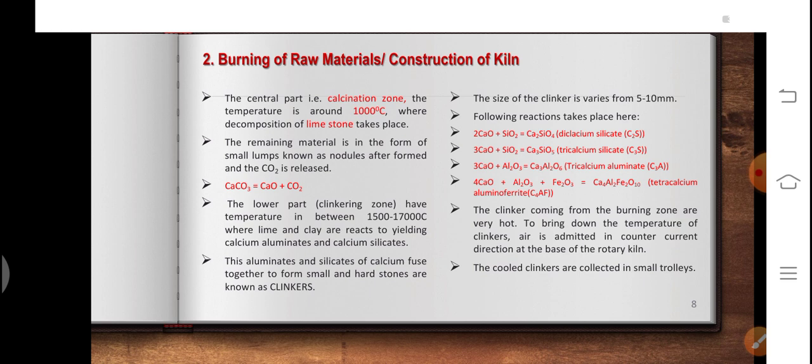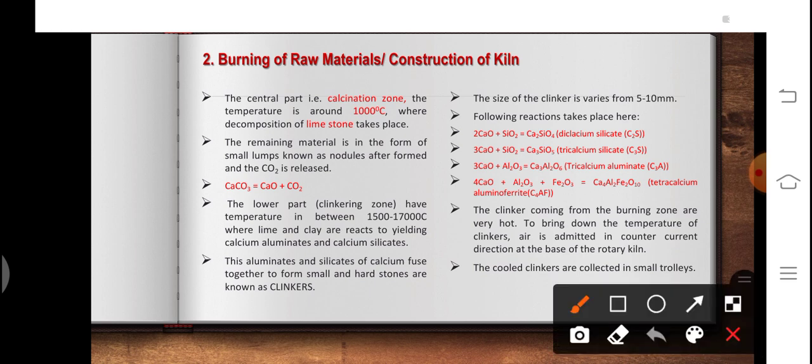So a variety of aluminates and silicates we get here in this clinkering zone. This zone is known as clinkering because here the clinkers of cement are formed. So what are clinkers? The aluminates and silicates of calcium fuse together to form small and hard stones. These are known as clinkers. The size of the clinkers usually ranges from 5 to 10 mm.